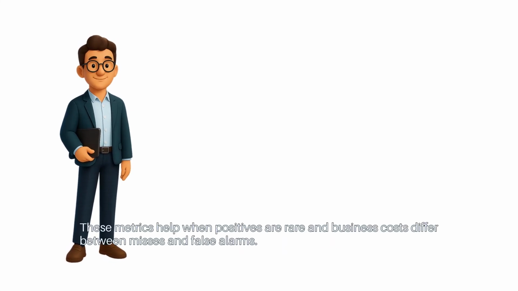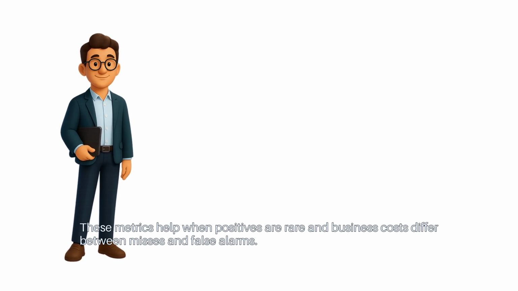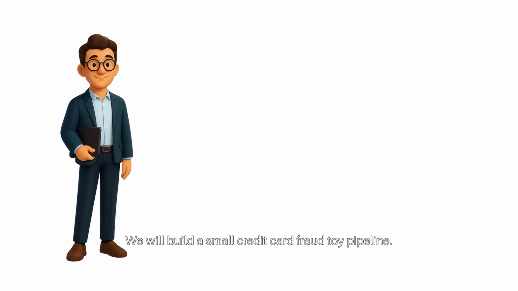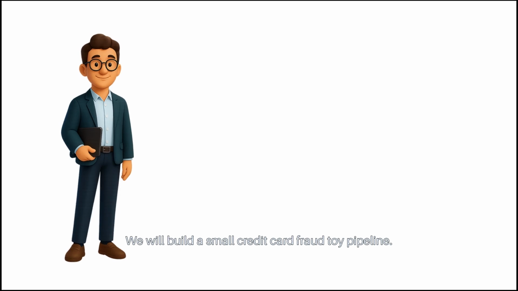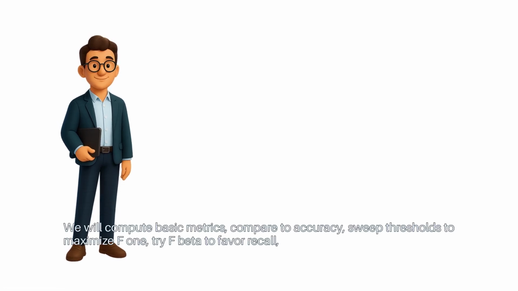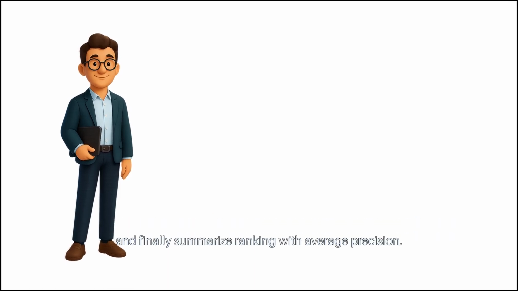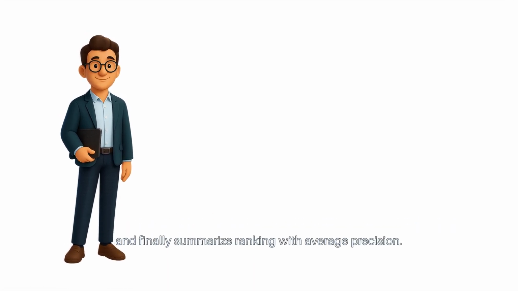These metrics help when positives are rare and business costs differ between misses and false alarms. We will build a small credit card fraud toy pipeline. We will compute basic metrics, compare to accuracy, sweep thresholds to maximize F1, try F-beta to favor recall, and finally summarize ranking with average precision.